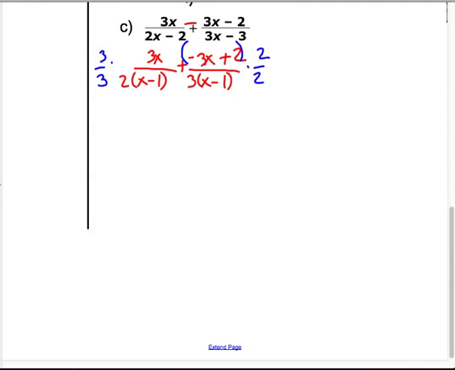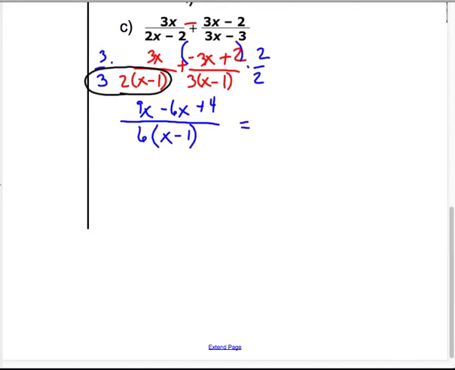So in my numerator, I've got 3 times 3x, or 9x. In my second numerator, I've got negative 3x times 2, or negative 6x. And 2 times 2 is 4. And then in my denominator, remember, just look at one denominator because your denominator doesn't change when you're adding and subtracting fractions. So don't combine your denominators. So I'm just going to take a look at this as my denominator. And the 3 times 2 is 6 times x minus 1, because that's the same denominator in both fractions. I added them as I simplified the numerators.